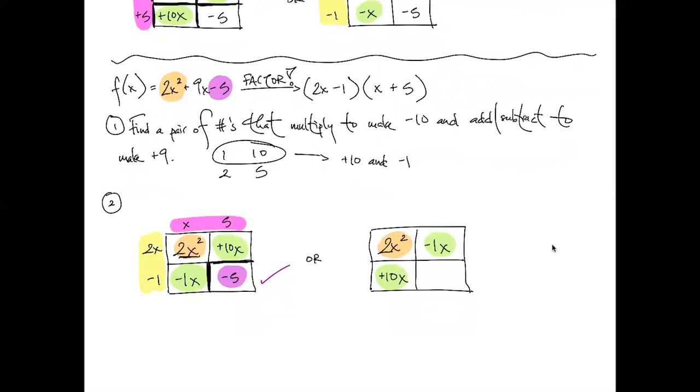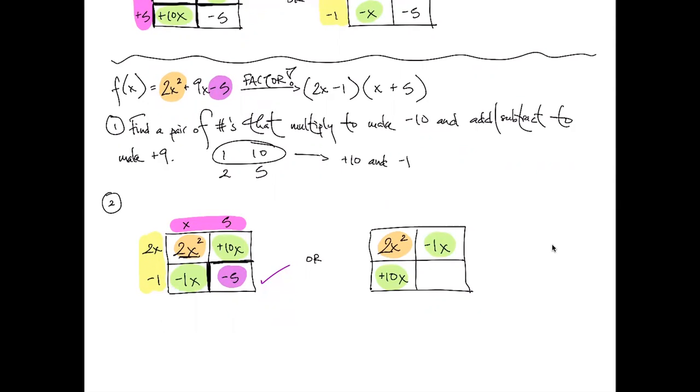Now, let's show the other way. Let's say you didn't put your 10 and the -1 in the same places as I did in the first one, but yours looks like the second one. Well, turns out it's not really going to matter. We just have to be really careful where we put our 2 and our x, our 2x and our x.